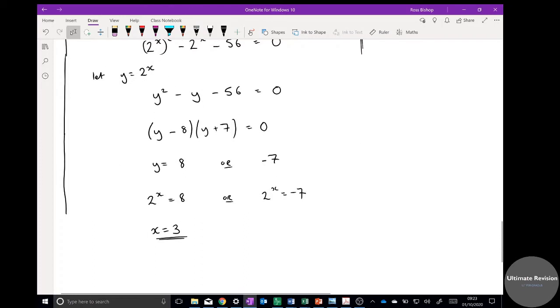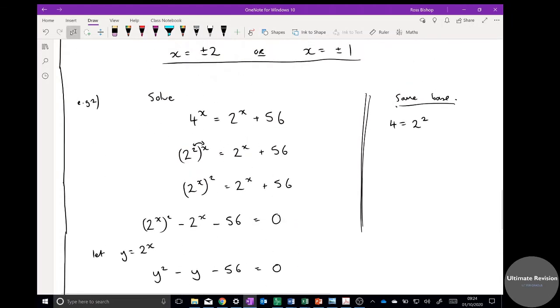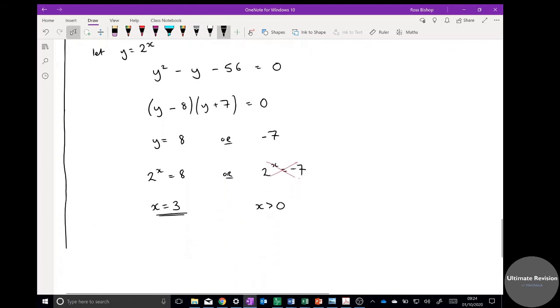Sorry, in that question, it did say at the very start that x was greater than 0. So for that particular equation, there's no solution, because x is bigger than 0, as it says in the question up here. So our answer to that is 3.